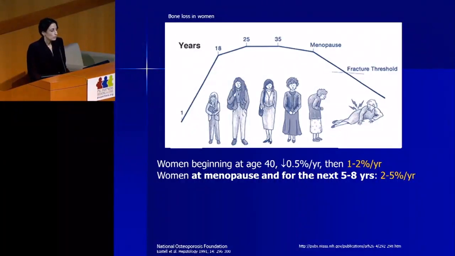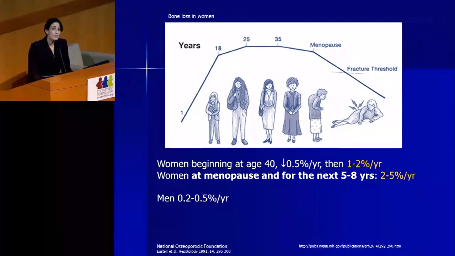What happens with osteoporosis? This is one of the few instances where there's a lot more information on women than men. This is unusual in the world of medicine, but this is true here. Women beginning at age 40 will start losing bone mass, and that graph indicates when bone mass peaks. So your bone mass peaks, if you are a 20 or 30-year-old, you still have a chance of putting on some bone mass, but after that, you're just coasting along on what you have. So women beginning at age 40 will lose about 0.5% per year, then 1 to 2%. At the time of menopause, it really dramatically increases to 2 to 5%.